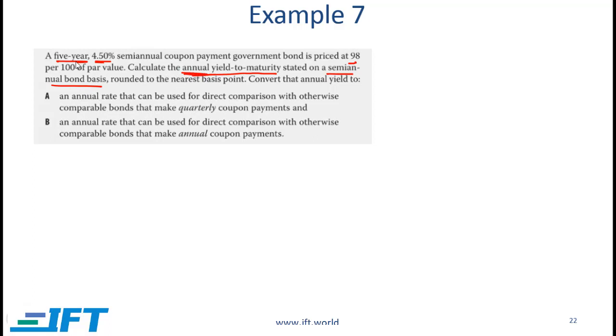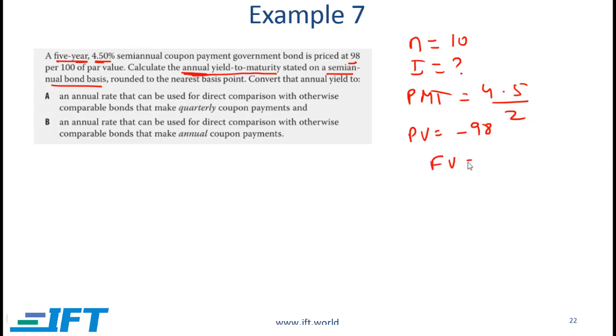A 5-year bond, given that we have 2 periods per year, means that n is equal to 10. The interest rate is what we are trying to calculate. The payment is equal to 4.5 divided by 2. The present value is minus 98 and the future value is equal to 100. When we compute I, what we should get is 2.48%. This is for a 6-month period.